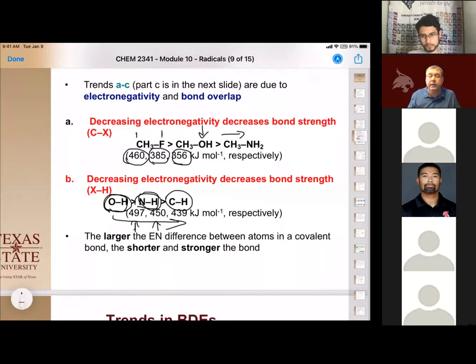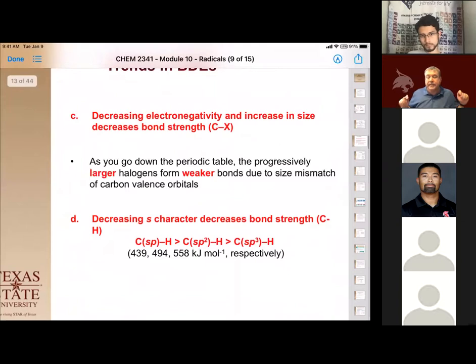Now, the other way to think about this is the difference in electronegativity between these two atoms, because one is more slightly positive and one is more negative. You can think that it makes a shorter, stronger bond. So that difference in electronegativity is making a shorter, stronger bond because it has more ion-like character. Okay, so the next thing is decreasing electronegativity and increasing the size decreases the bond strength. So now let's think about going from fluorine down on the halogens, right? If we go from fluorine down on the halogens, fluorine is the smallest of the halogens and has a very short, very strong carbon-fluorine bond.